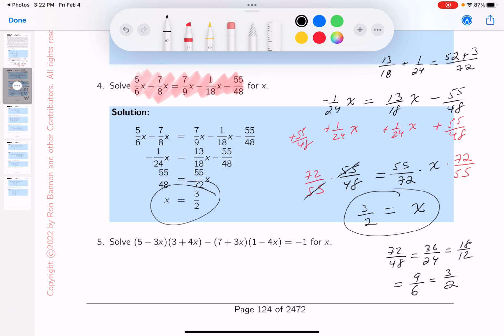All right? Now, again, I'm not checking these things, but you're more than welcome to check them in the original if you like. All right?